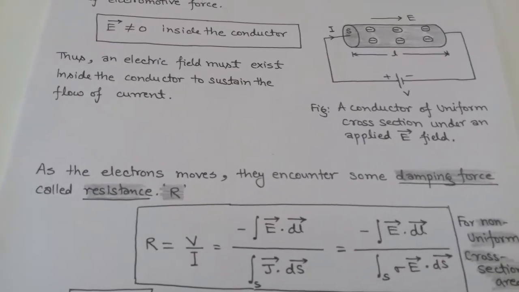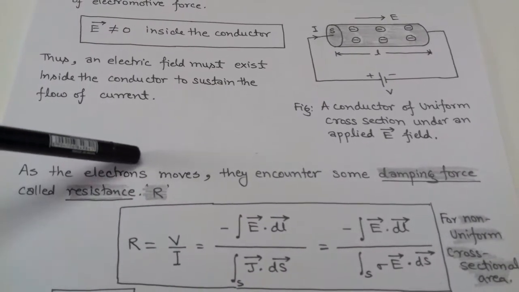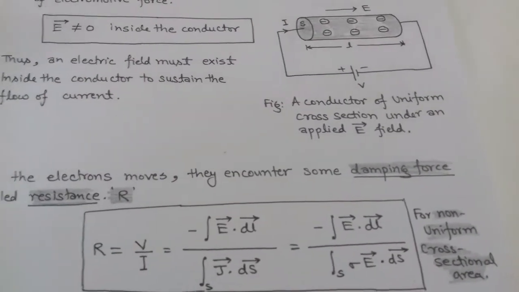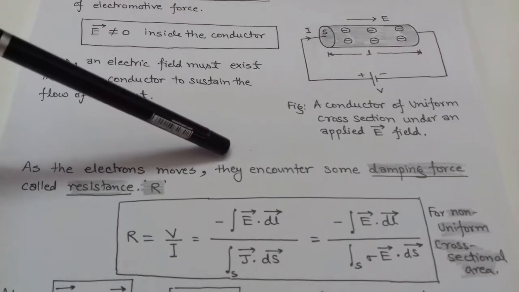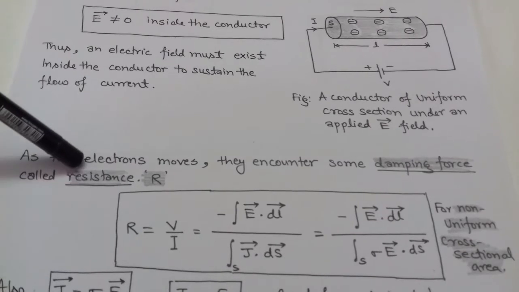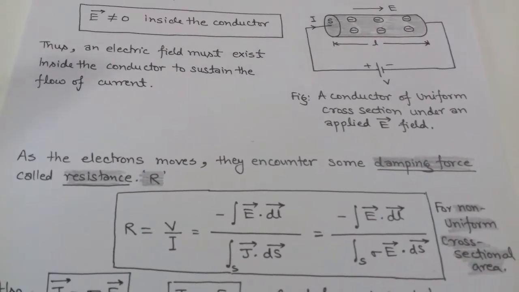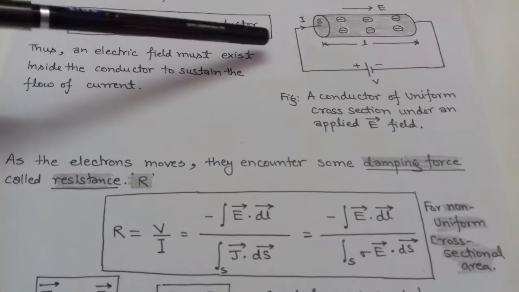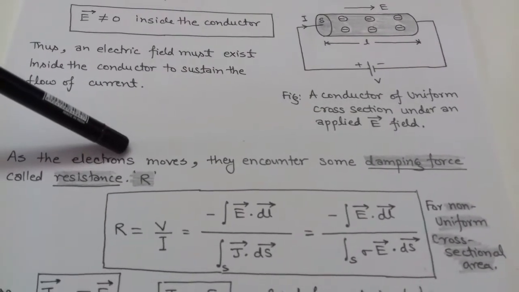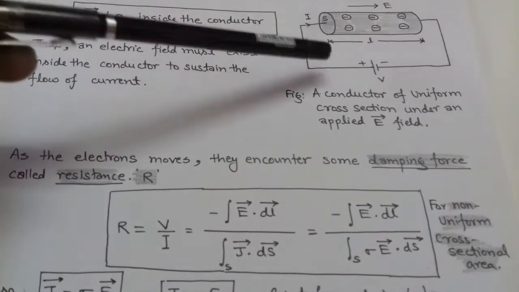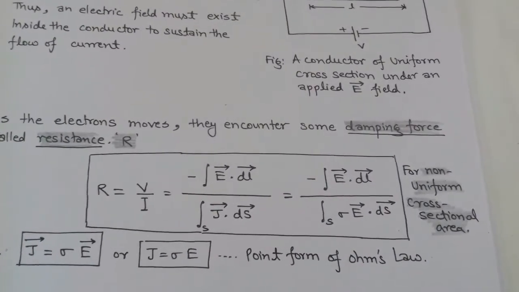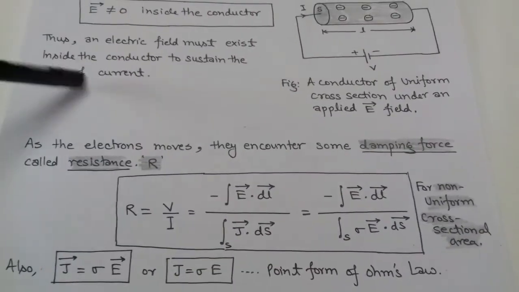Now as electrons move, since the electrons move toward the positive terminal of a battery, they encounter some damping force. That damping force is called resistance. Resistance is an opposing force that suppresses the flow of current from the positive terminal to the negative terminal. That is due to the flow of electrons towards the positive terminal.